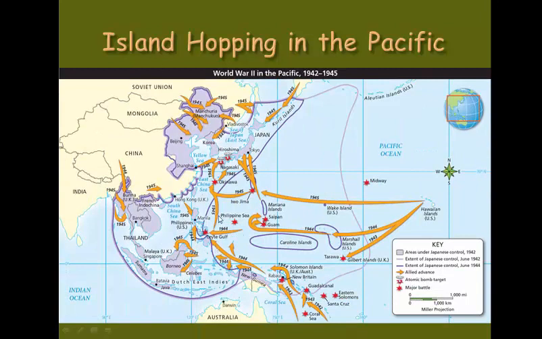So when you analyze this map, you see this purple line is the extent of the Japanese Empire. And if you notice, their empire was getting pretty large by 1941. And of course, what did they do?